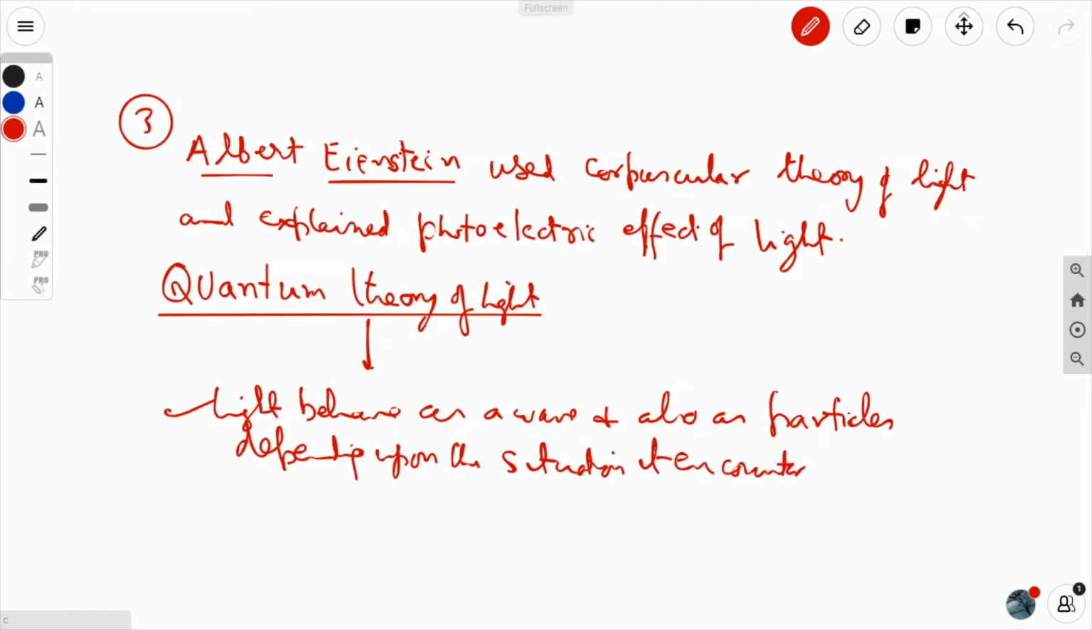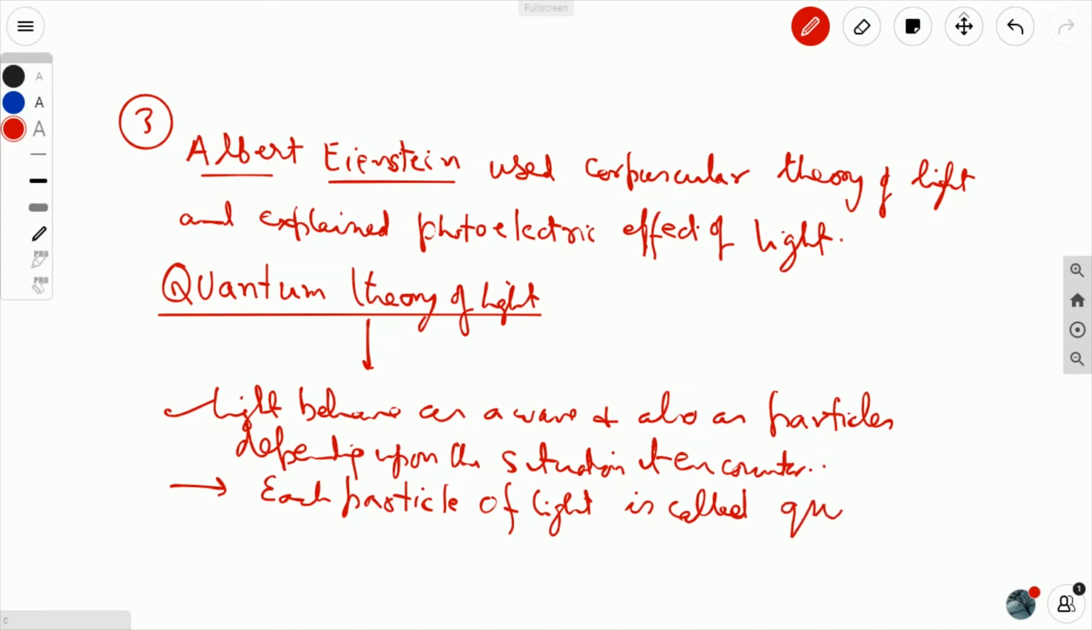In this theory, each particle of light is called a quanta. Each particle of light is called a quanta.